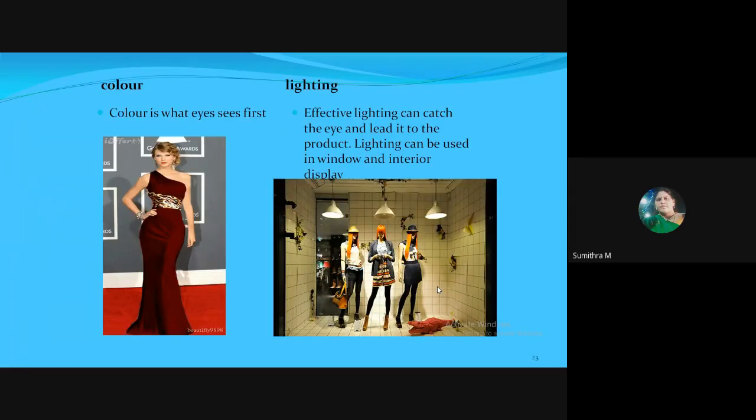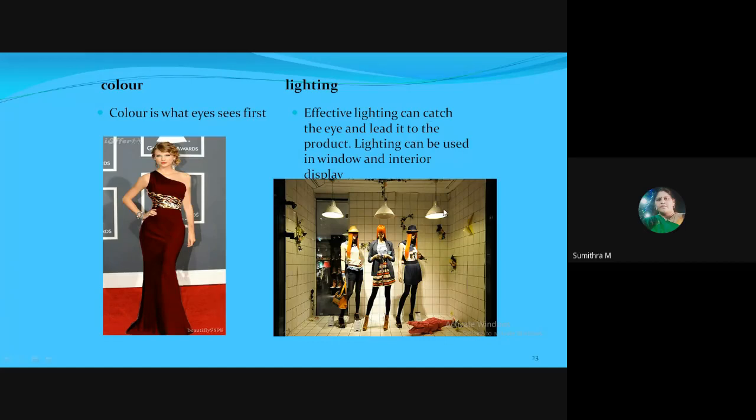Coming to the color, it is what I see first. Wherever you go, whichever shop you go, whether it may be a mall or a bazaar, in any area, first your eye will go to the contrast color product. So color plays a major role. In this figure, for me this center part is attracted. Some emphasis, it's a maroon color, gold with black color fabric is used to attract the customers. Color plays a major role.